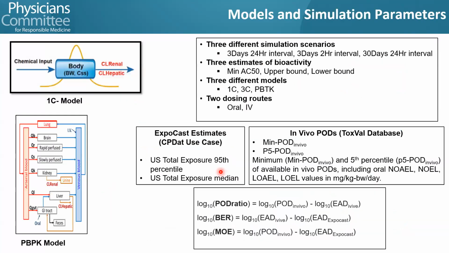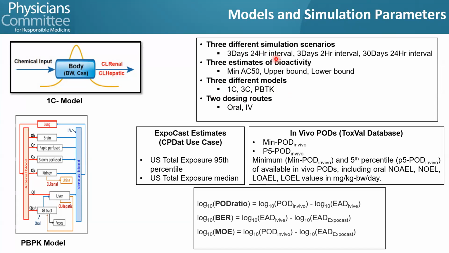I also wanted to see, if you recall, I mentioned that there are 3 types of models, very basic models. Those are the one compartment model, which just takes the whole body as one compartment, and then there come more complex models like the PBPK model. I wanted to see how the choice of these different models affects the results. For those reasons, I utilized different models: 1 compartment, 3 compartment, and PBTK.